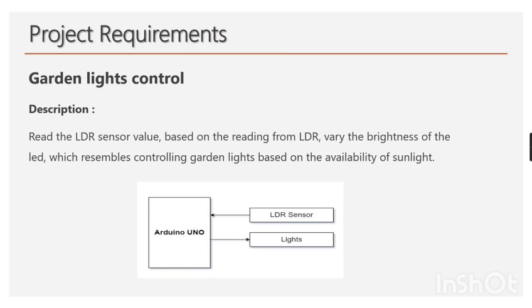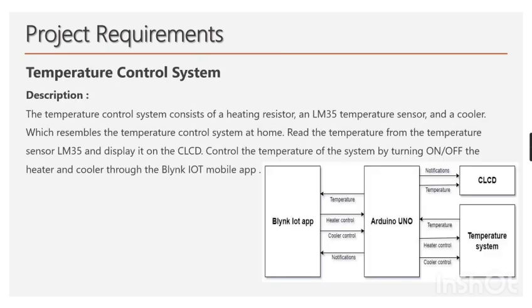And these are the project requirements. We have three requirements. The first one is garden light control. In garden light control, we read the LDR sensor value. Based on the reading from the LDR, we vary the brightness of the LED, which resembles controlling garden lights based on the availability of sunlight. And the second project requirement is the temperature control system.